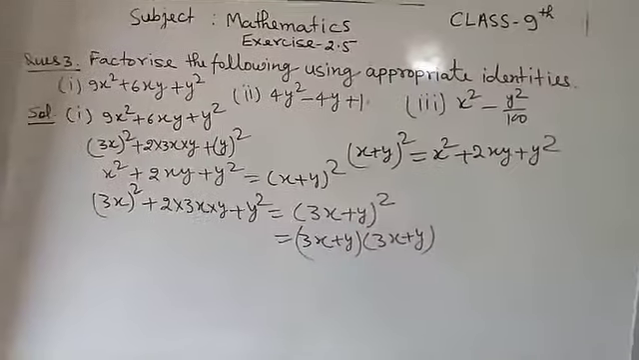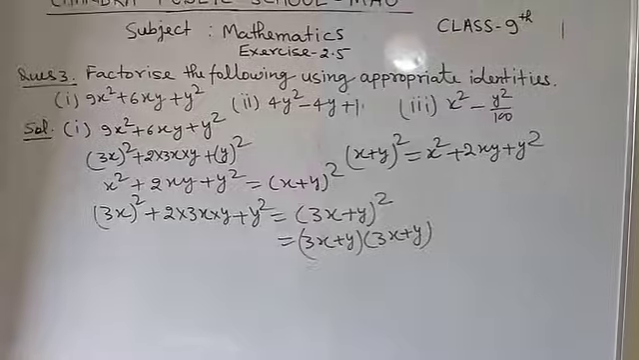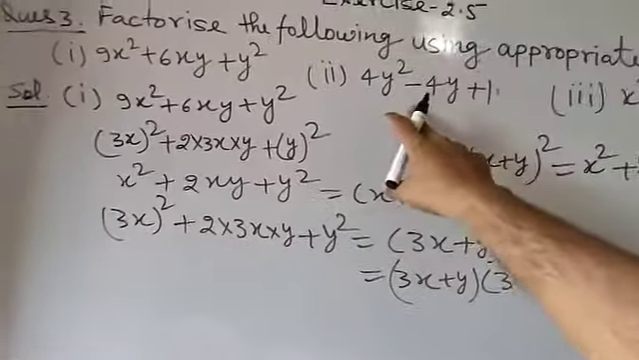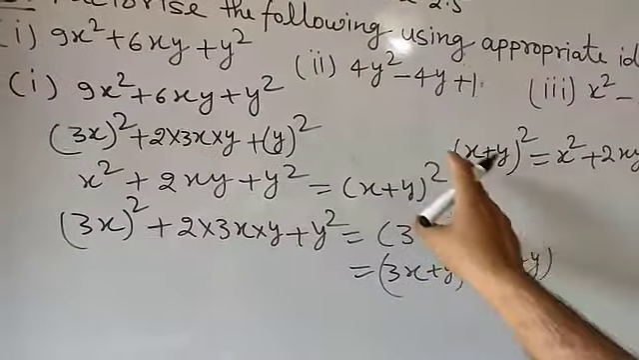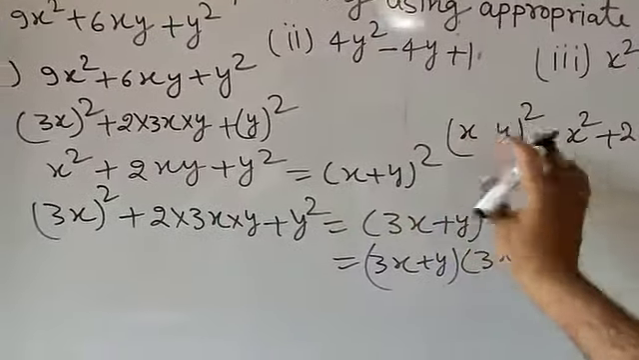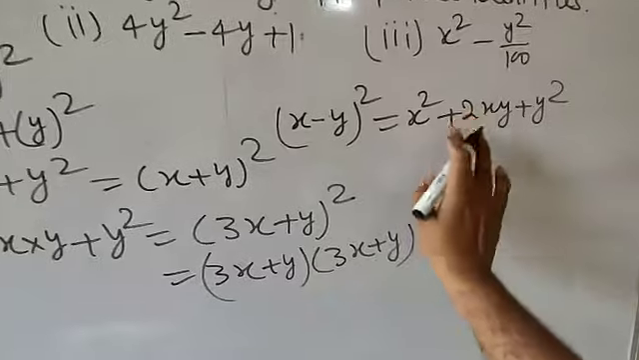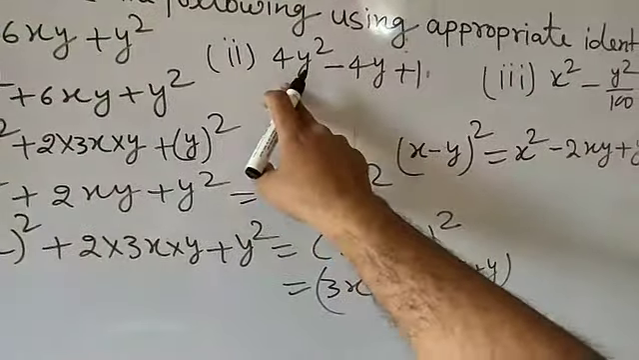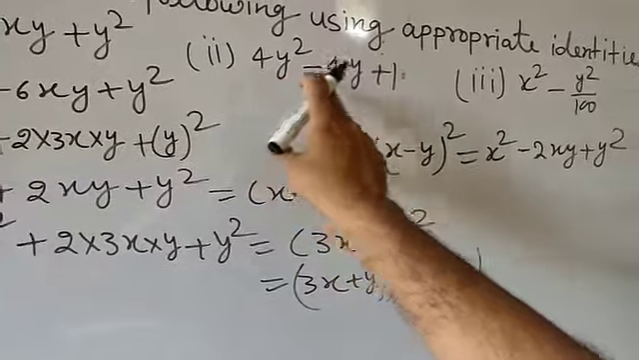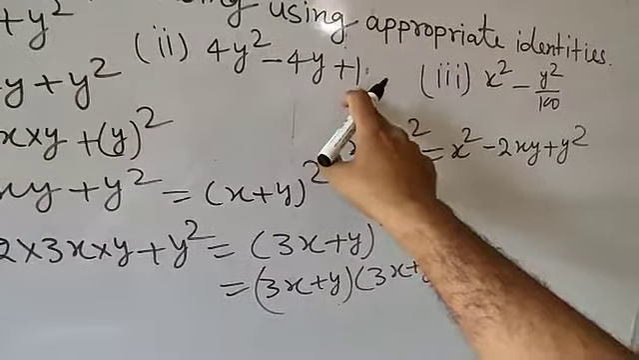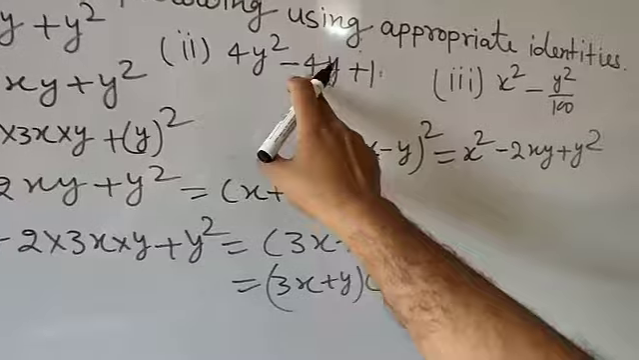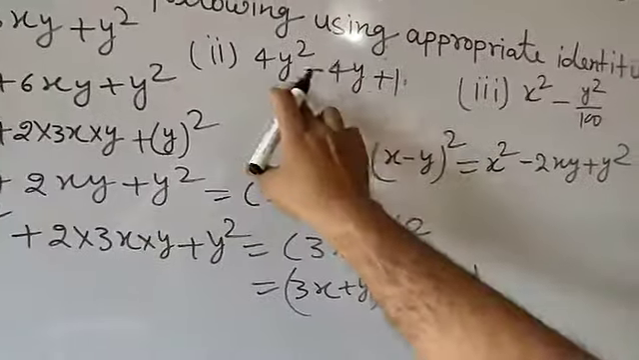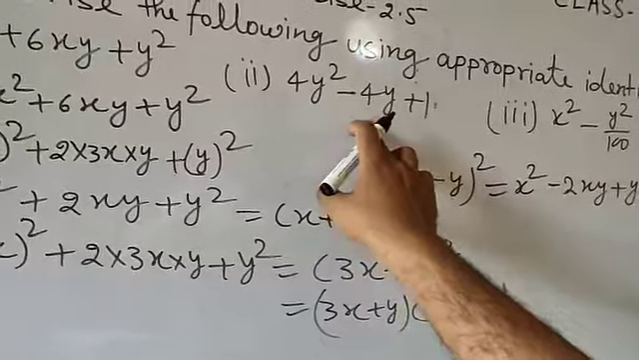So students, here you used the identity (x plus y) whole square to find the factorization of this. In the same way you need to factorize this also. Here it is minus, so the identity used will be (x minus y) whole square, and here it will be minus. If you compare, 4y square will be the square of 2y, so it will be (2y) square. It is the square of 1, so plus 1 square, and the middle term can be written as minus 2 into 2y into 1. So that will be (2y minus 1) whole square. So you need to factorize by yourself.